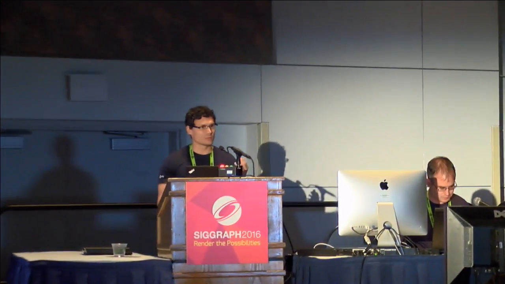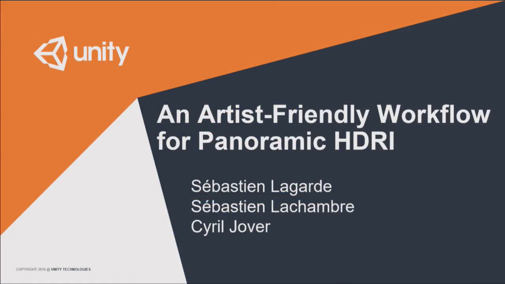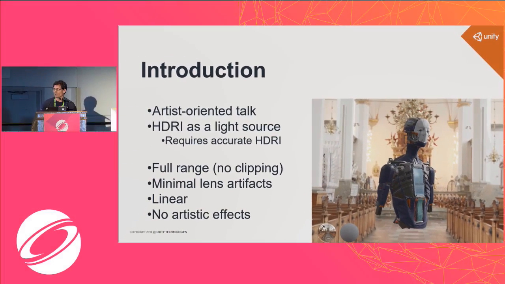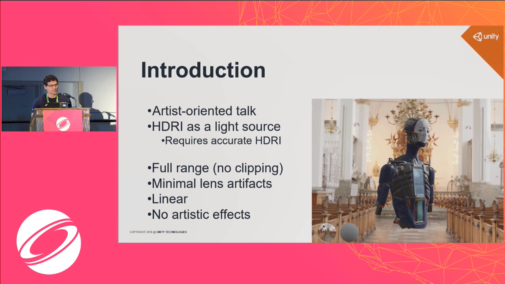So I'm Sébastien Lagarde, and with my two artist co-workers, Sébastien Lachambre and Cyril Jovert, we have tried to set up an easy method to capture accurate panoramic high dynamic range images. This talk is oriented toward artists. We want to use HDRI as a light source to easily reproduce lighting from the real world and to better integrate a CG object inside an environment. This is a process that is widely used today.